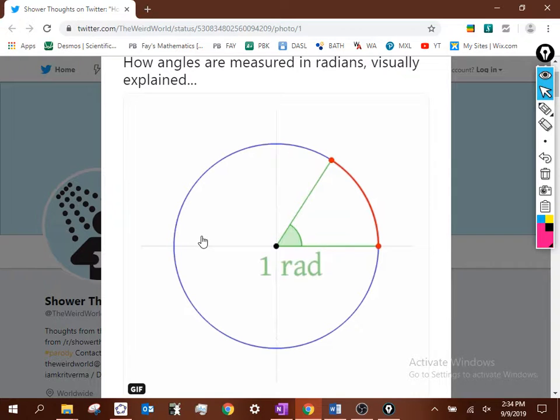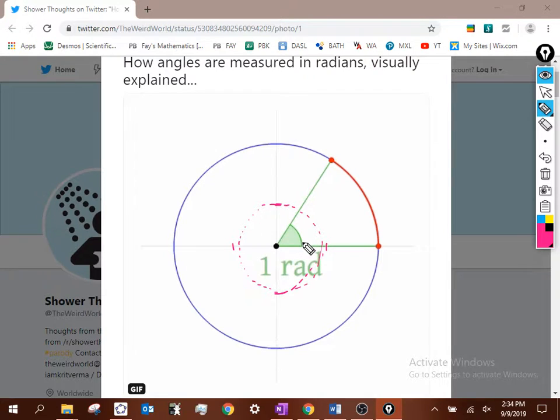when you take that radius, let me see if I can draw a rough sketch of a circle here. This is going to be terrible because I don't have a circle tool on here. Not great. But if I take that radius and wrap it around that circle, it still ends up being the same green angle, doesn't it? So no matter how large or small my circle is, 1 radian is always the same.